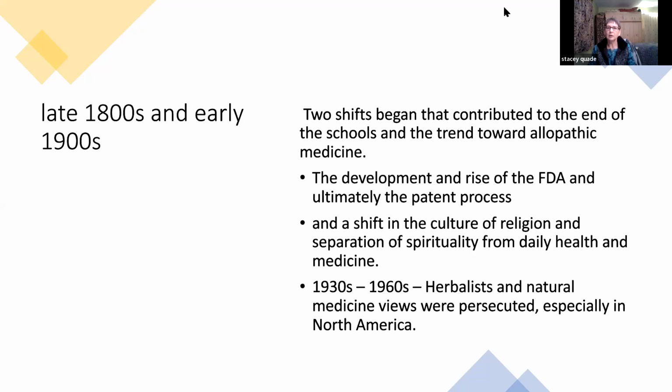Late into the 1800s and the early 1900s, there were two big shifts that started the trend to more allopathic medicine. The first one was the rise of the FDA. And then ultimately, years later, because of that, the patent process, which is in place today, where medications are run through rigorous tests and they're approved or they're not approved. And that's how allopathic medicine and the pharmaceutical industry does its work.